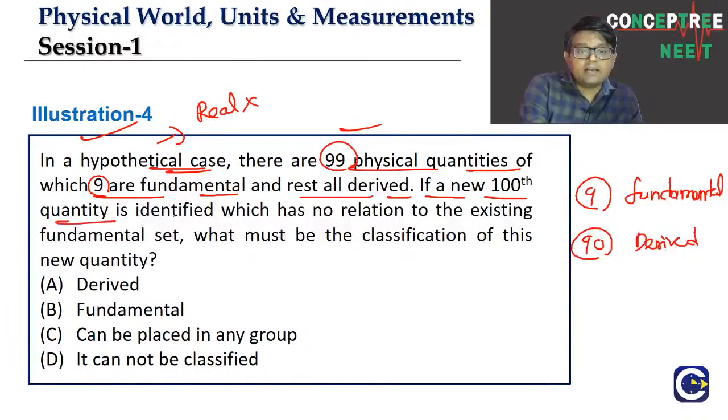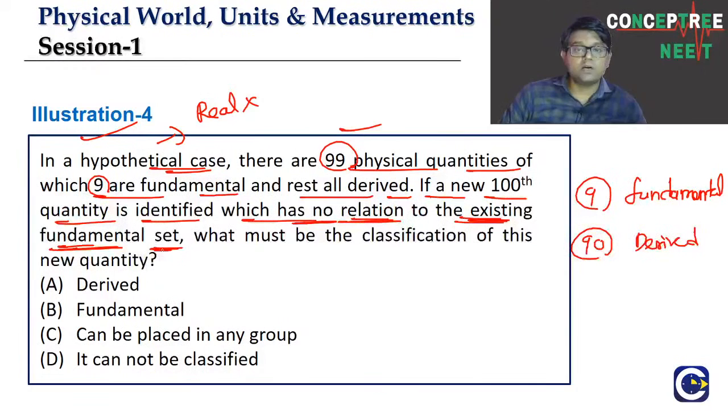If a new 100th quantity is identified, which has no relation to the existing fundamental set. Underline this. Whenever you see a question, you will see the critical statement. So here, what is the critical statement that you have to underline and read one more time? Initially when you are practicing these questions, you will read it one more time, but it becomes habitual as you practice more and more. Those students who focus more on this critical statement end up getting most of the answers correct.